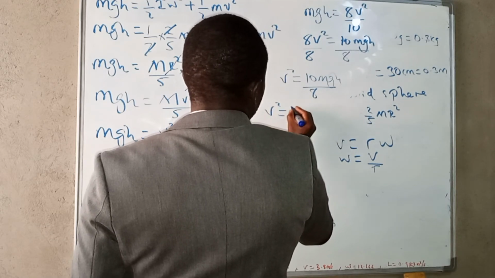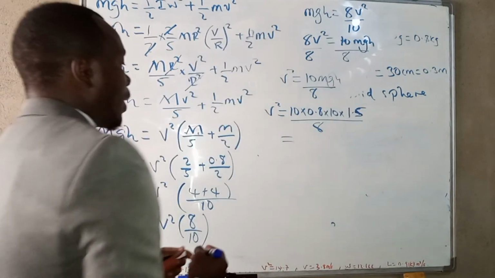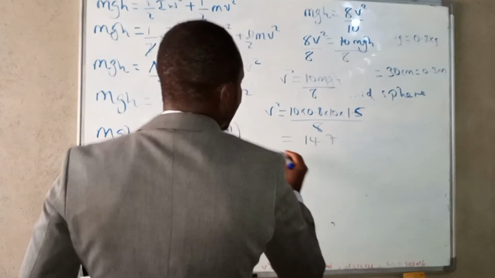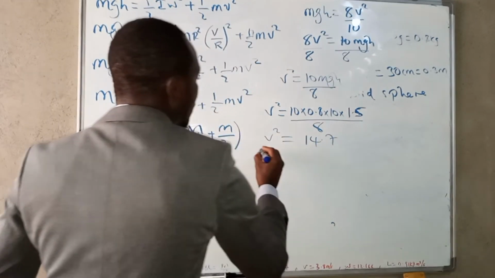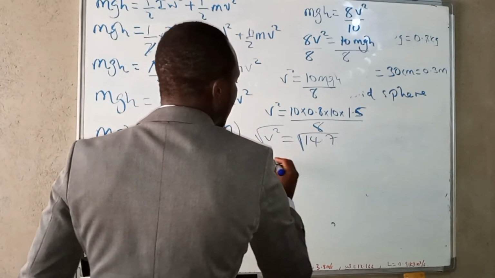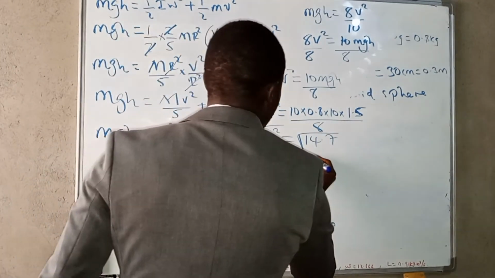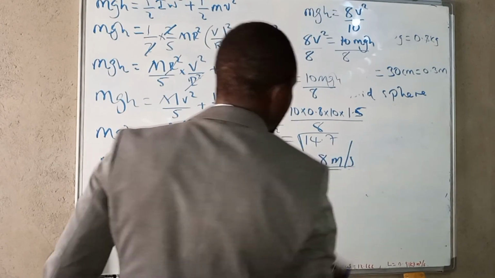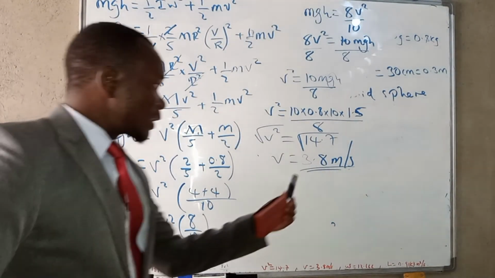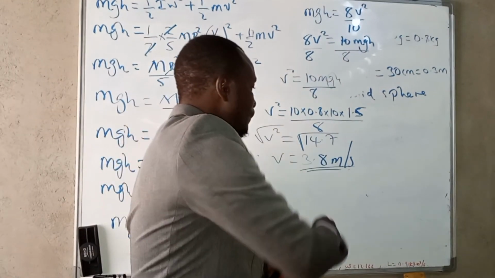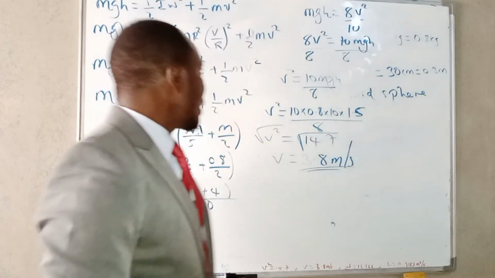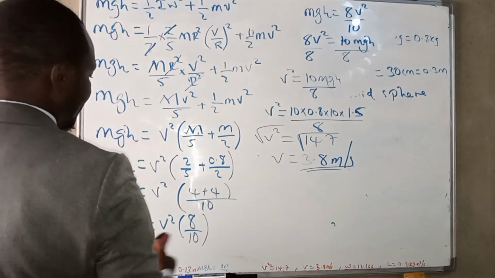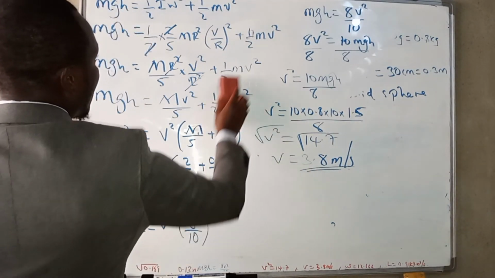Putting in the values, we get v squared equal to 14.7. Introducing the square root to both sides, v is equal to 3.8 meters per second. This is the velocity of the falling mass. So that is the first part, A. Now we can go on to find the momentum.